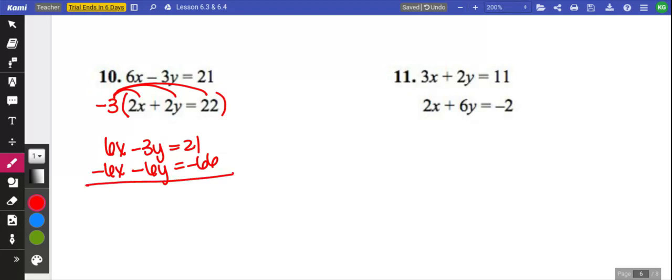So now when I go to add like terms, those will cancel. I have negative 9y equals, 40, my goodness.